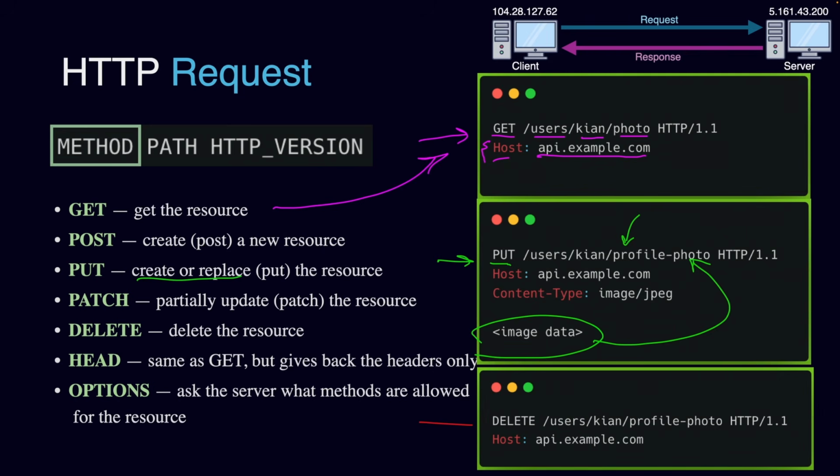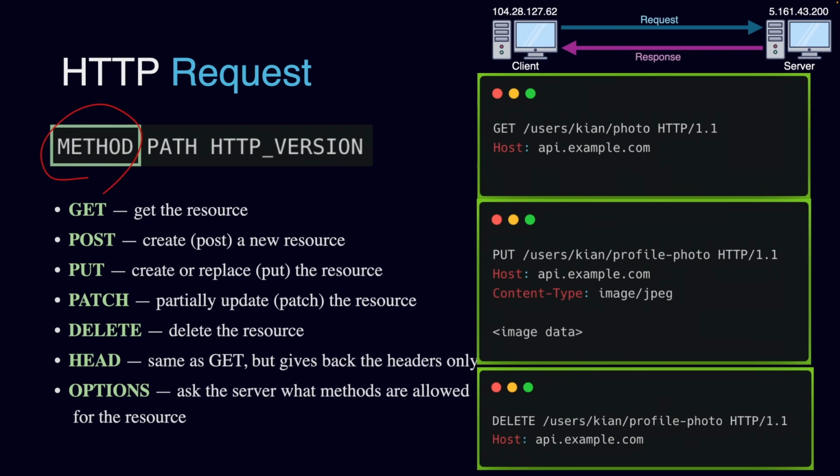And last example is a delete request. You're requesting to delete this resource, which is the profile photo. So through the method, you're asking for different kind of actions to happen on a resource that is on the server. And that is all for request message. Let's take a look at response next.